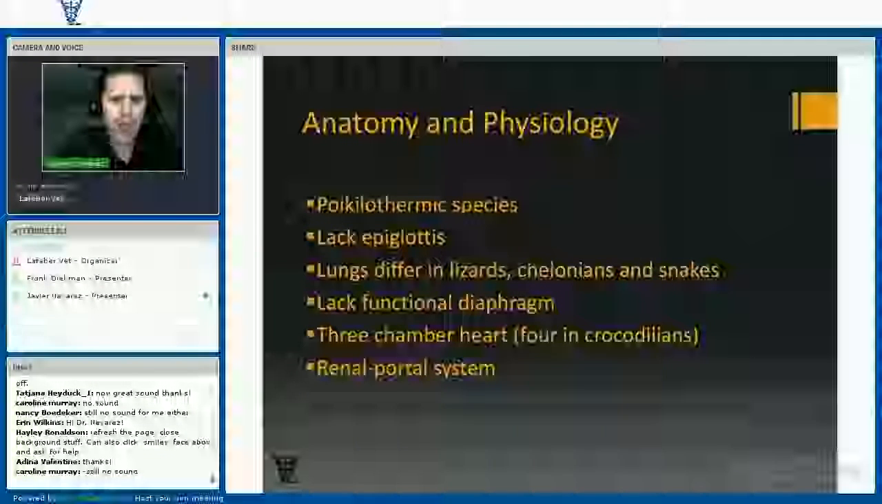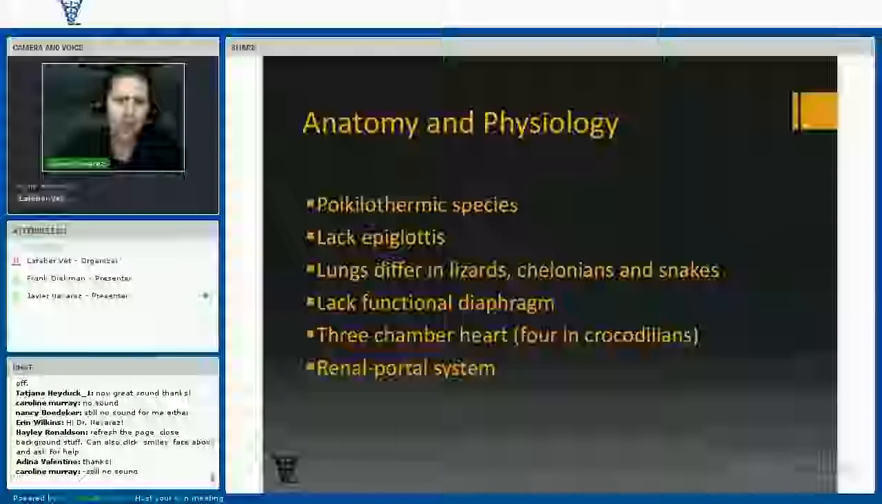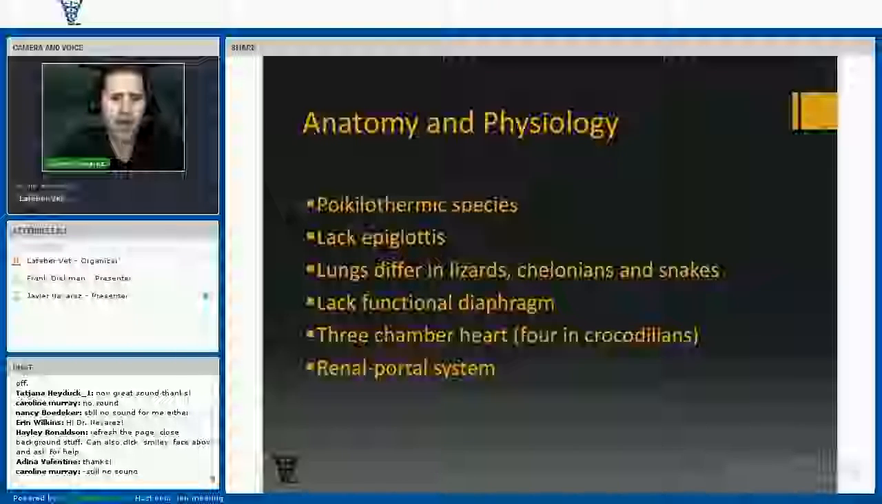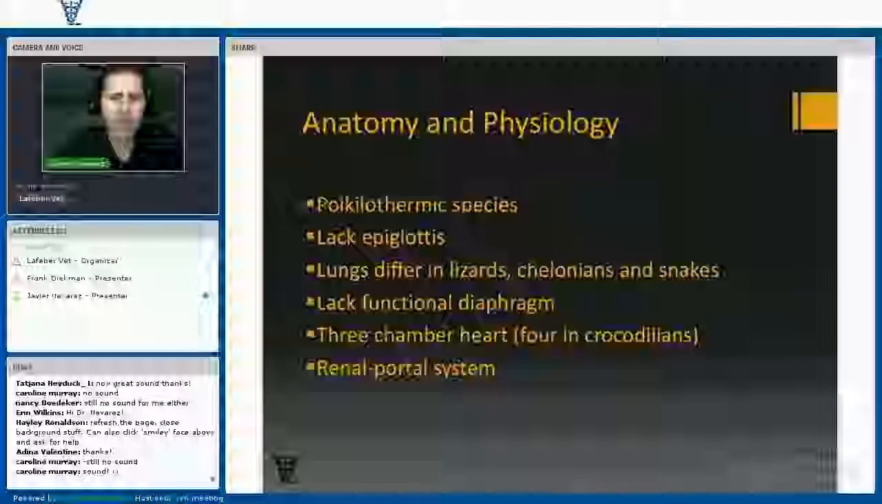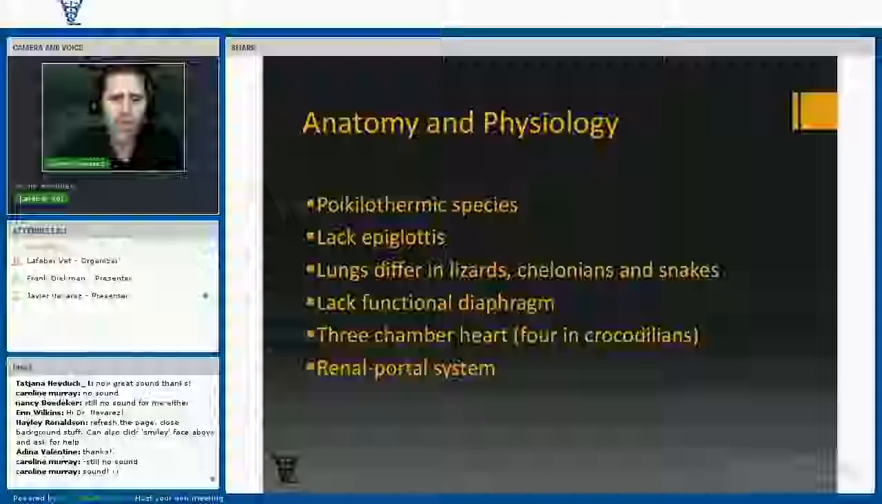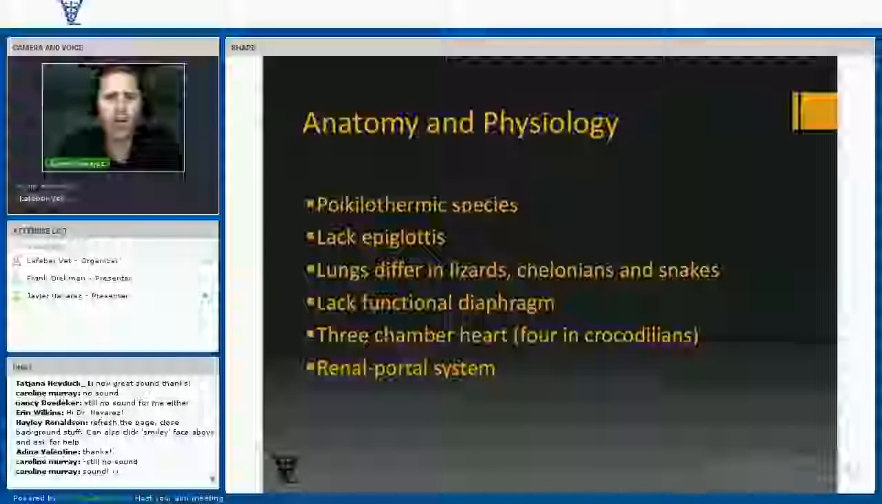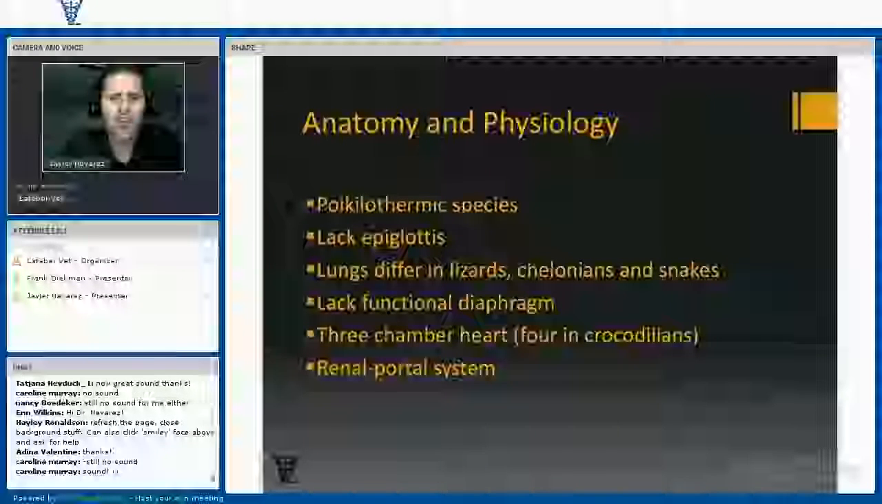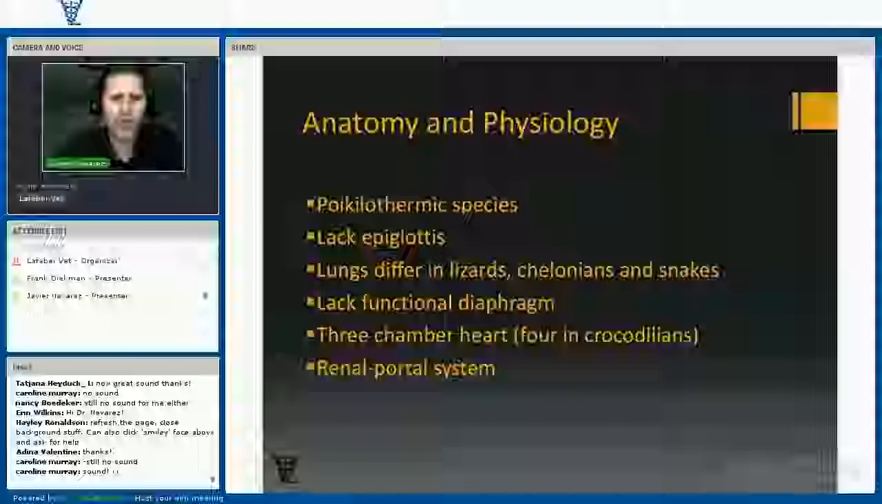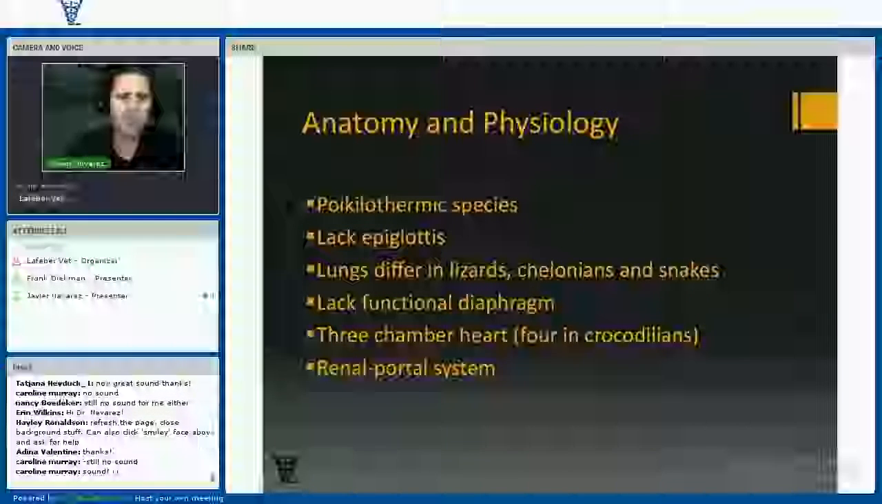There's a wide range of lung anatomy across the reptile species, and that's another lecture in itself. Their lungs differ significantly between lizards, chelonians, and snakes. That can play a big role when it comes to ventilating these animals, and when it comes to which animals gas anesthesia is going to be easy enough to induce them, which is not one of my favorite things to do, but I know a lot of people do that. So that's something to keep in mind and something you really need to study a little bit further as you dive into the anesthesia of these patients.